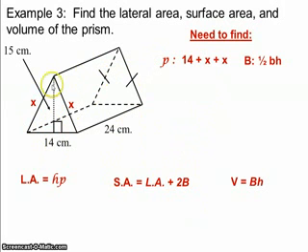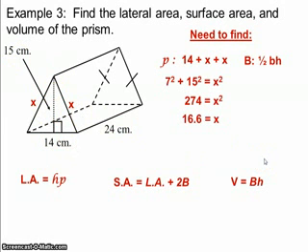Okay, so here, again, if we cut this in half, we've got a right triangle. We know the height is 15, and this part is going to be half of 14, so it'll be 7. So we're going to plug that in. 7 squared plus 15 squared equals x squared. It gives us 274, square root both sides, that gives us 16.6 for this.